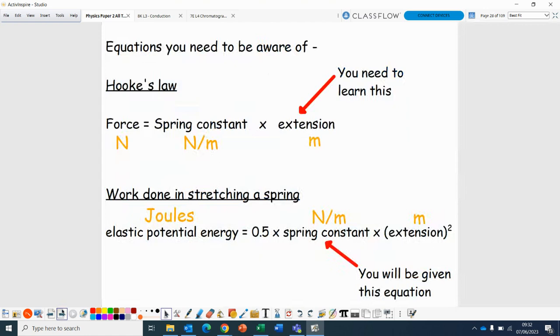Two more equations on the formula sheet. You shouldn't have too much to worry about. What I would say here is make sure you square the extension if you're working out the elastic potential energy. Remember, the elastic potential energy equation is on the front of your formula sheet because it's a paper 1 equation as well.